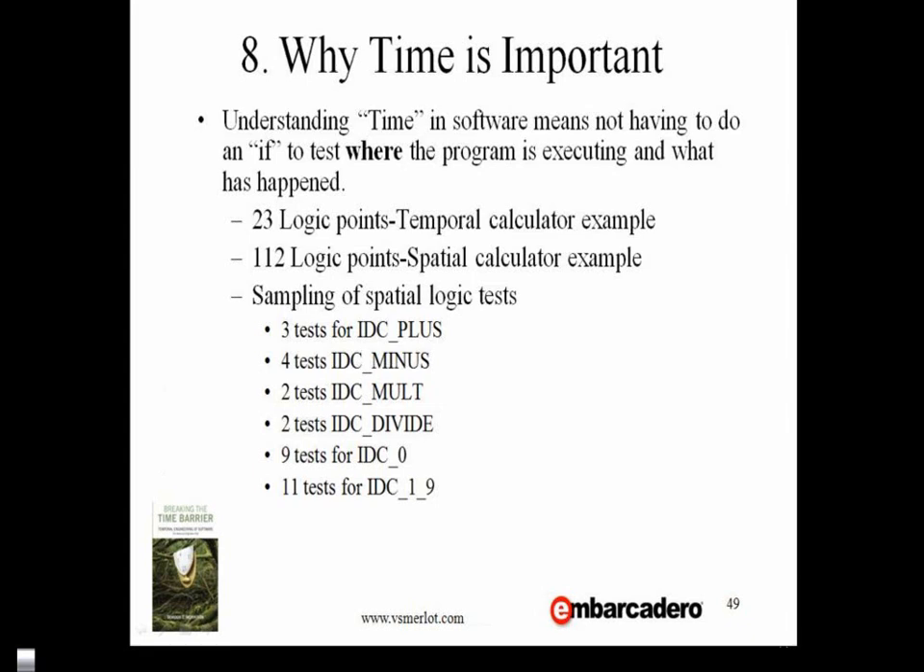It took me 23 logic points to implement the temporal calculator example. It took 112 logic points to implement the spatial calculator example. When you look at this slide, you ask, why are there 11 tests in a spatial logic for the numbers 1 through 9? This is a state value that the spatial logic tests for to determine if the number is in the range 1 through 9.